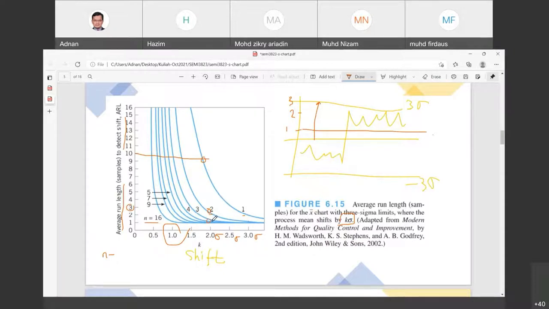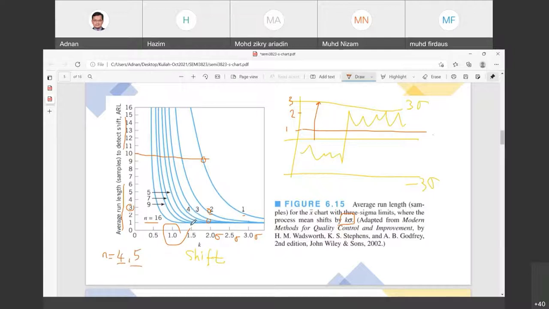Do you understand how the sample size influences the speed of detection of out of control? Hello, are you following me or not? The sample size influences how quickly you can detect out of control. So if you take more samples, because I said just now, you can have 4 or 5, right? Normally people use 4 or 5.